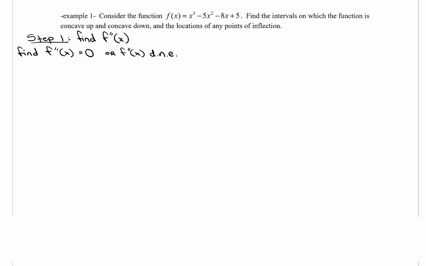In this particular case, we have a polynomial function, and I know that when I find the first derivative and the second derivative of this polynomial function, I will still end up with a polynomial function.